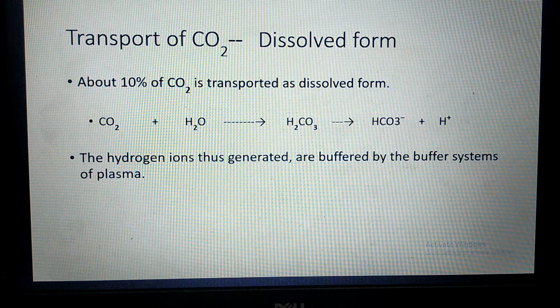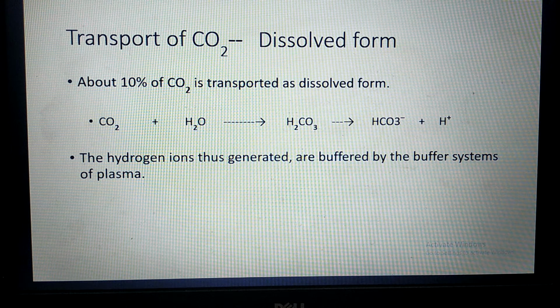Here 10% of the carbon dioxide which has not entered into the RBC remains in the blood and combines with water to form H2CO3. The enzyme is carbonic anhydrase. With this, H2CO3 is broken down into bicarbonate and H plus ions. Now here again H plus ions are formed. This H plus ion tends to decrease the pH of the blood, but these H plus ions are neutralized by the buffer system present in the plasma.